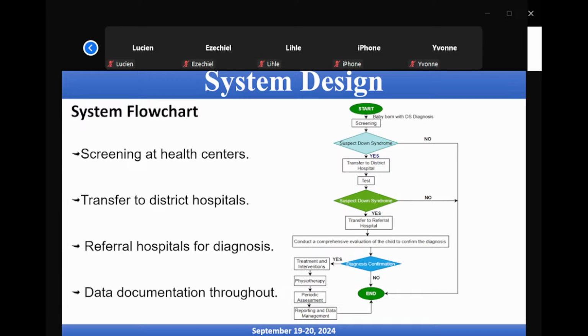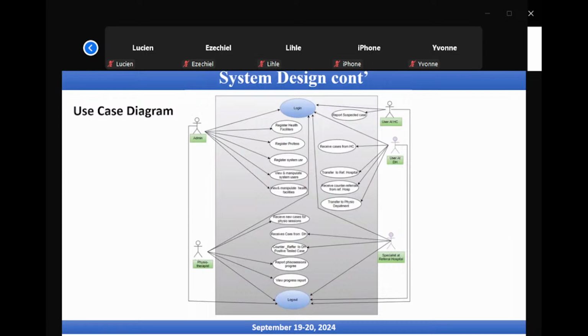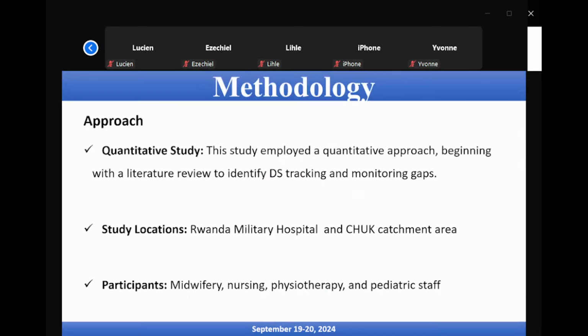And they continuously report the progress till the child becomes able to attend school and perform other tasks. As I was saying, our system has different users. Some users at the health center level report the suspected case; users at the district hospital perform basic tests and then refer, if necessary, to the referral hospital; and the users at the referral hospital, the specialists, perform the tests and give the results, and then refer back to the district hospital where the intervention and treatments are held, and then the physiotherapists at this hospital perform sessions taking care of that patient. To achieve this, we followed a methodology.